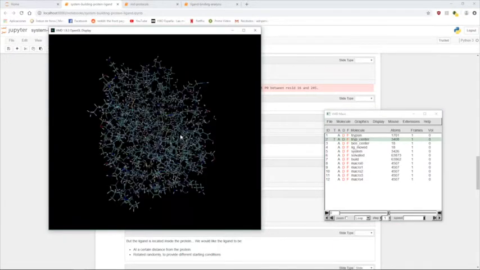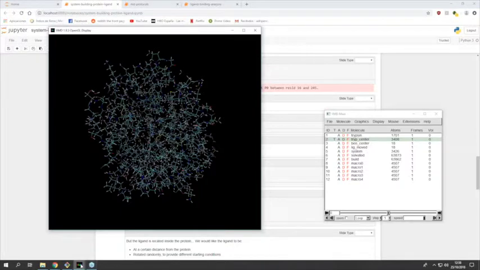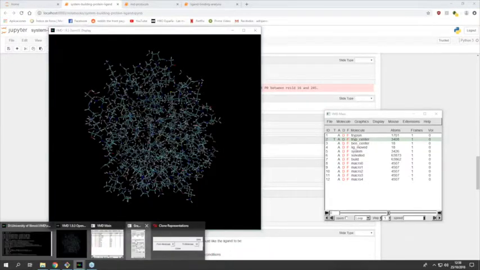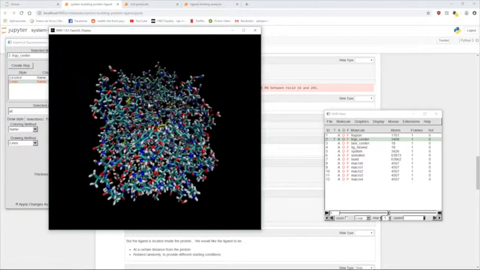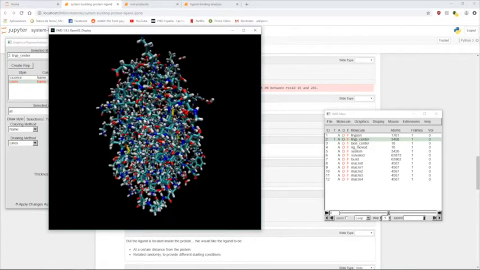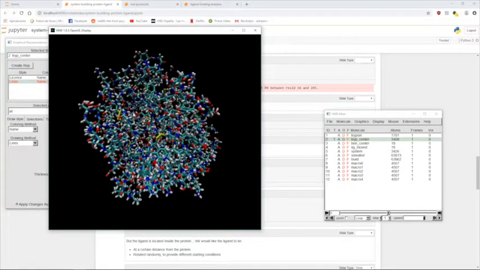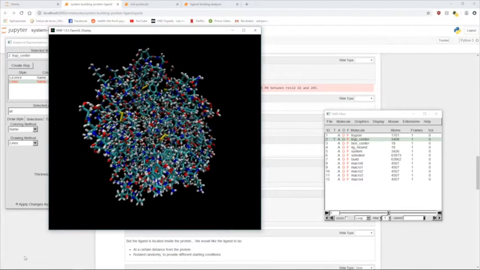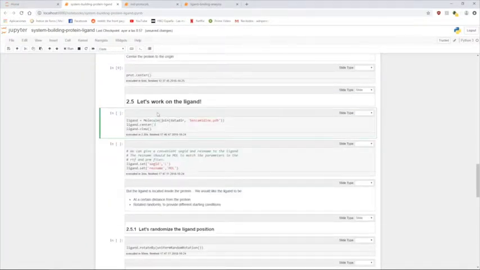I'm using this visualization so you can see these white things here. So now our protein is fully protonated, and we've removed benzamidine. There's no benzamidine inside it. Okay, so now we have this step covered. Now let's go on with the ligand.